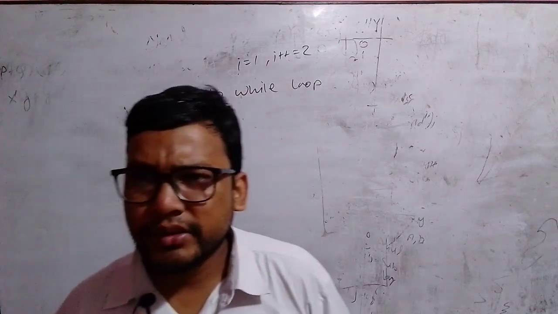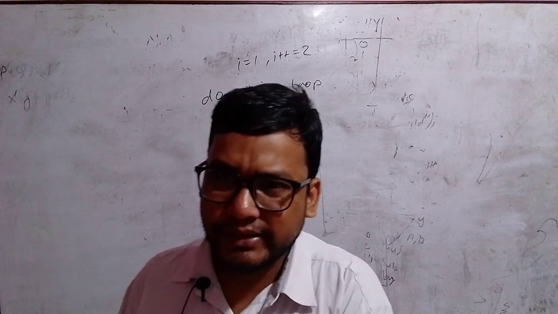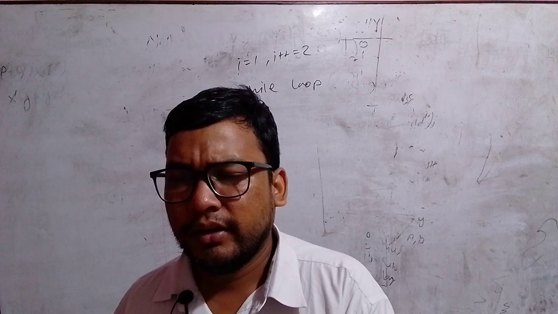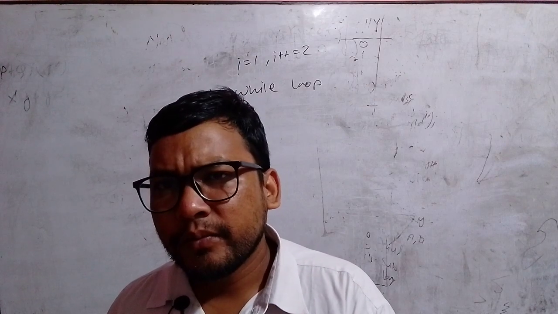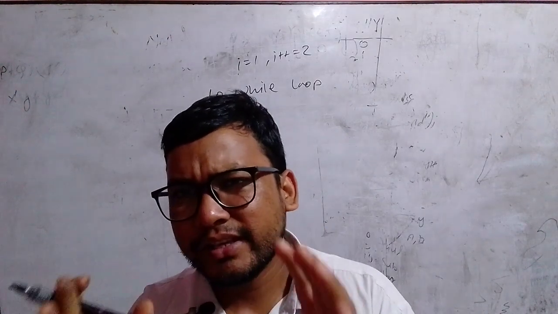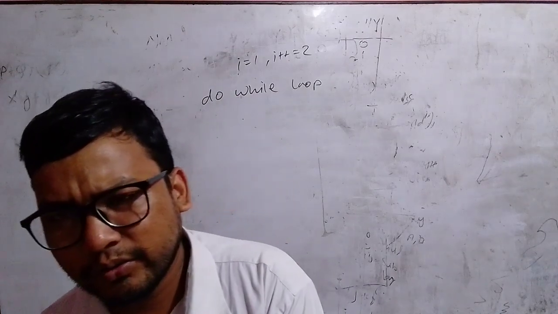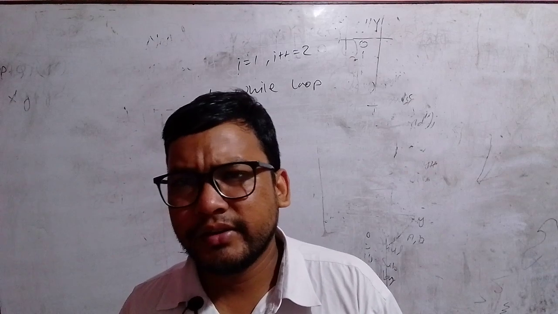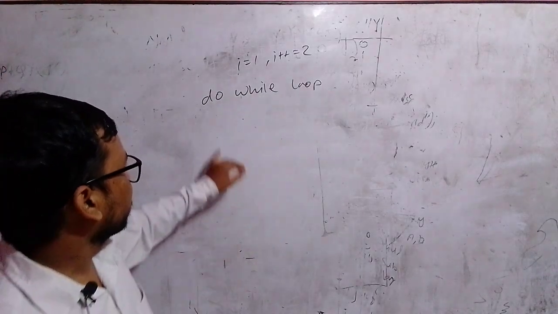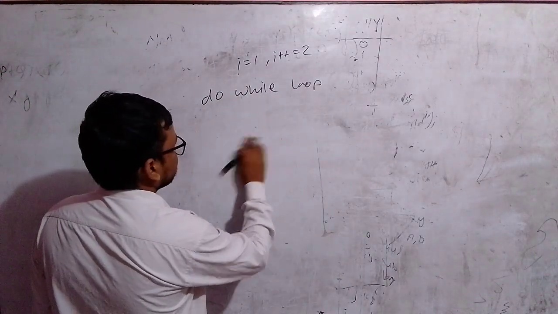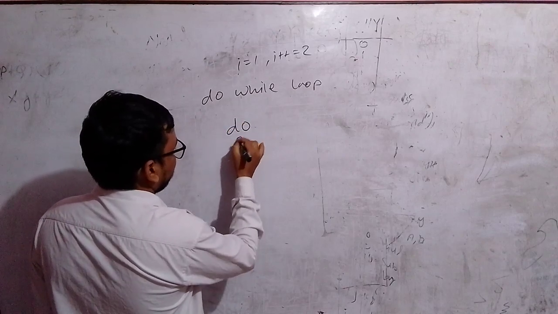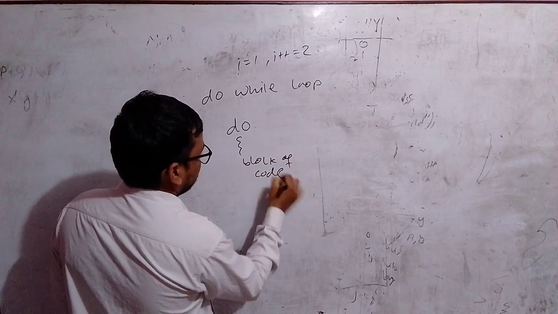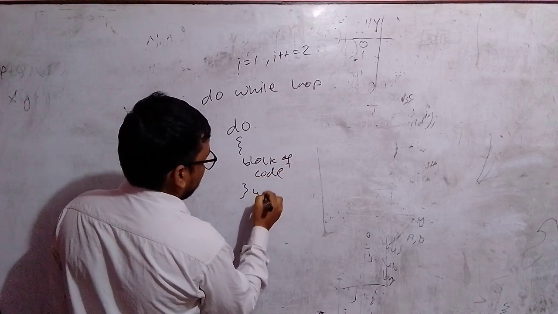Do while loop means first do the operations and after that check the condition. While loop checks the condition and then performs the operations. In a while loop, we first need to check the condition and then execute the code. But in a do while loop, we need to execute the code first, and after that we need to check the condition. That means do, block of code, while.